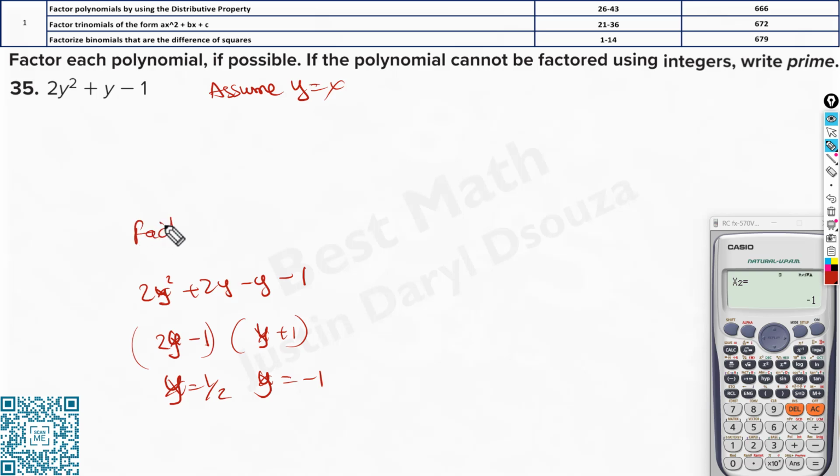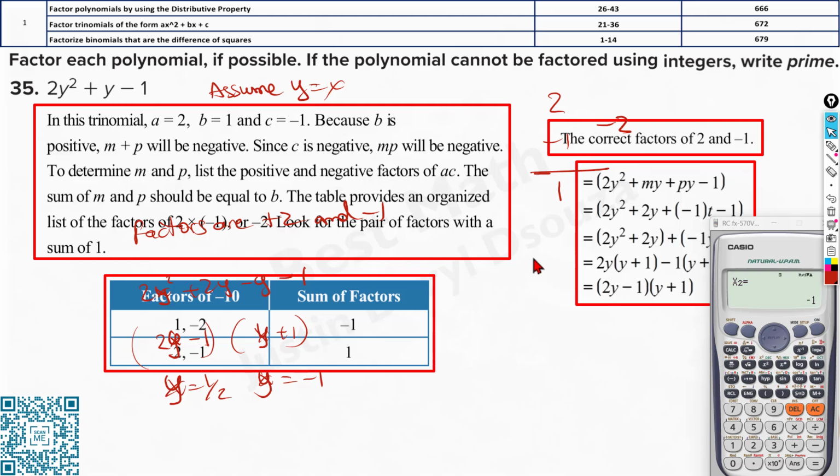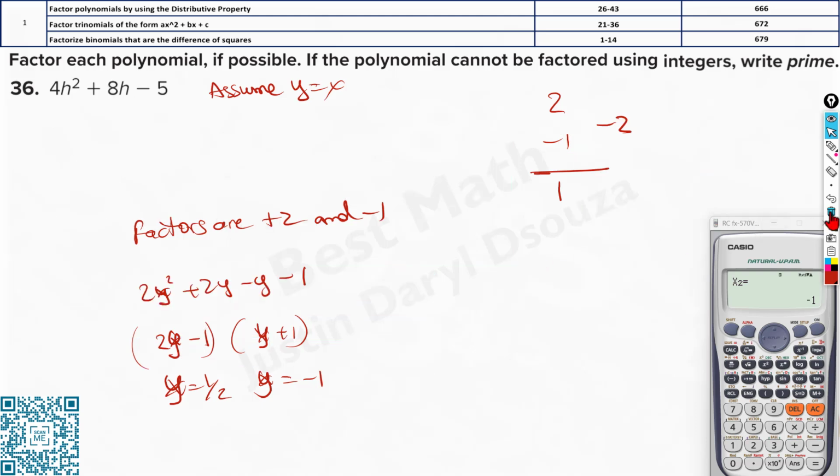The factors over here would be plus 2 and minus 1. So here we have 2 times minus 1 is minus 2, and over here we have 1. So it is 2 and minus 1. Look at this. Multiply 2 times minus 1, it's minus 2. Add them up, you will have 1. So that's the answer.